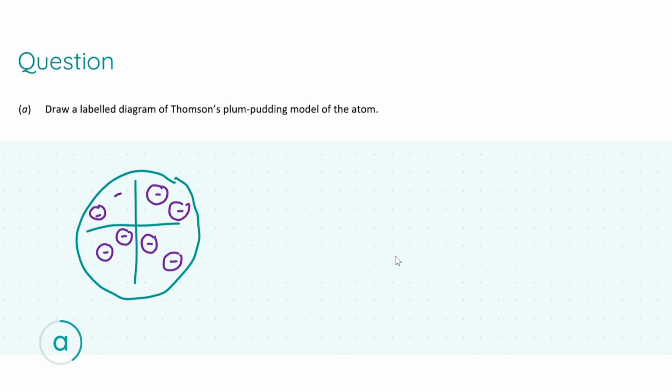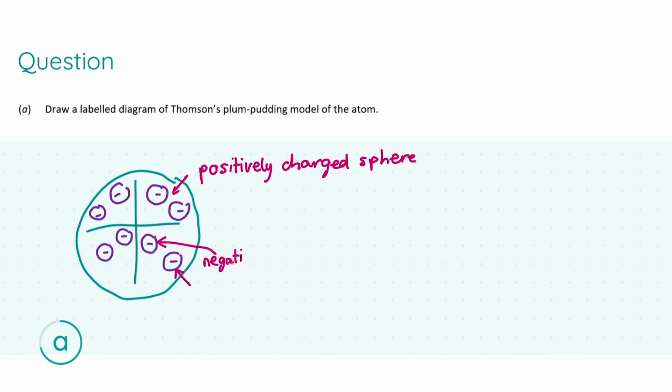Now this could be anything. So what we're going to want to do is label it accurately. I'm going to get my pink pen and I'm going to draw positively charged sphere, and then I'm going to label negatively charged particles. There's 6 marks going for this question. There's 3 marks going for the positively charged sphere, and another 3 marks going for the negatively charged particles which are embedded within the sphere.